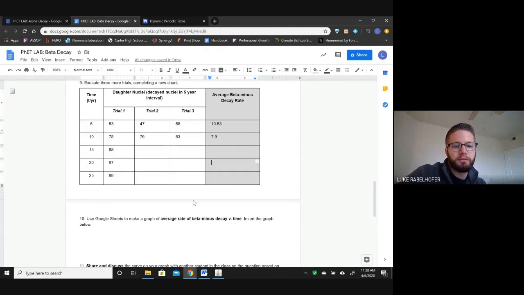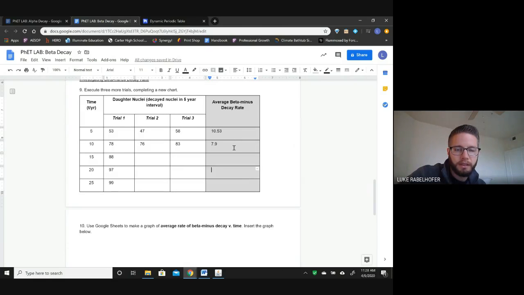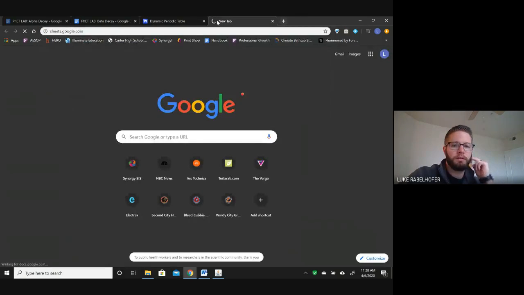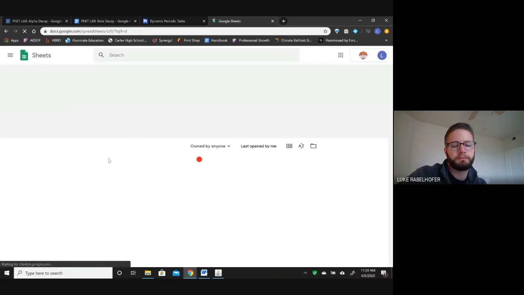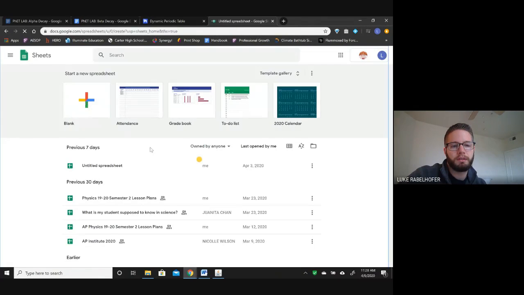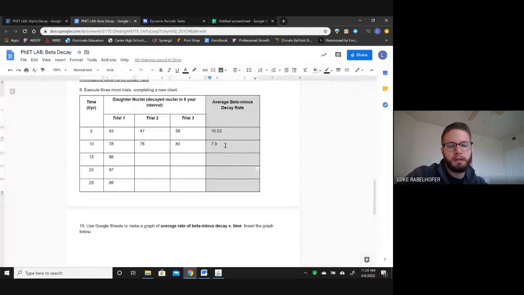All right, now using Google Sheets to create a graph. Well, we did that last time, so we can go ahead and just do it again. We're only graphing the average. So I'm going to go to sheets.google.com. We're going to add a new sheet, and we're going to copy in our data here. So we only need the average.